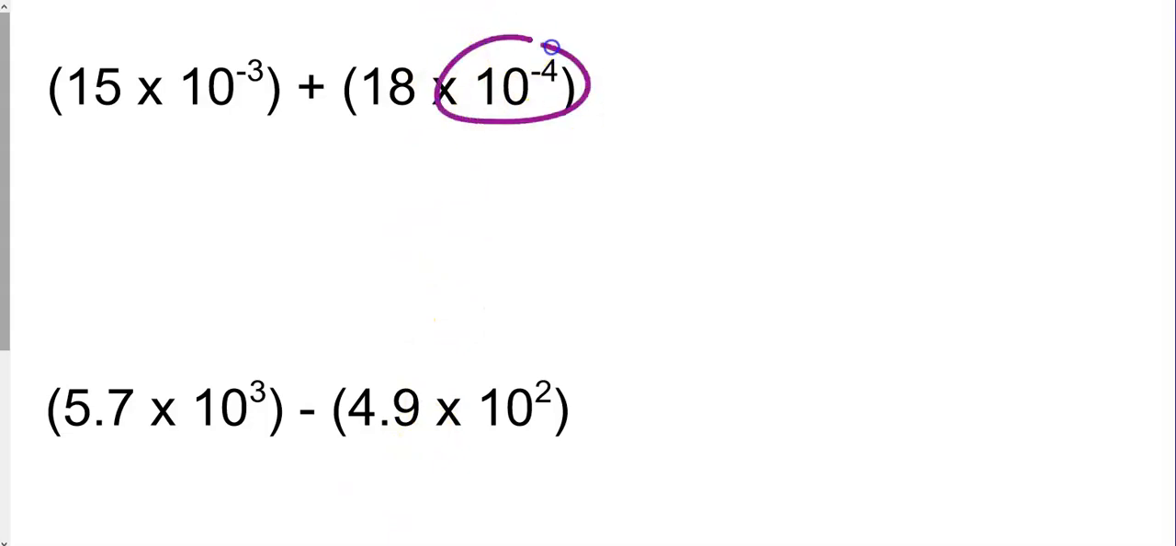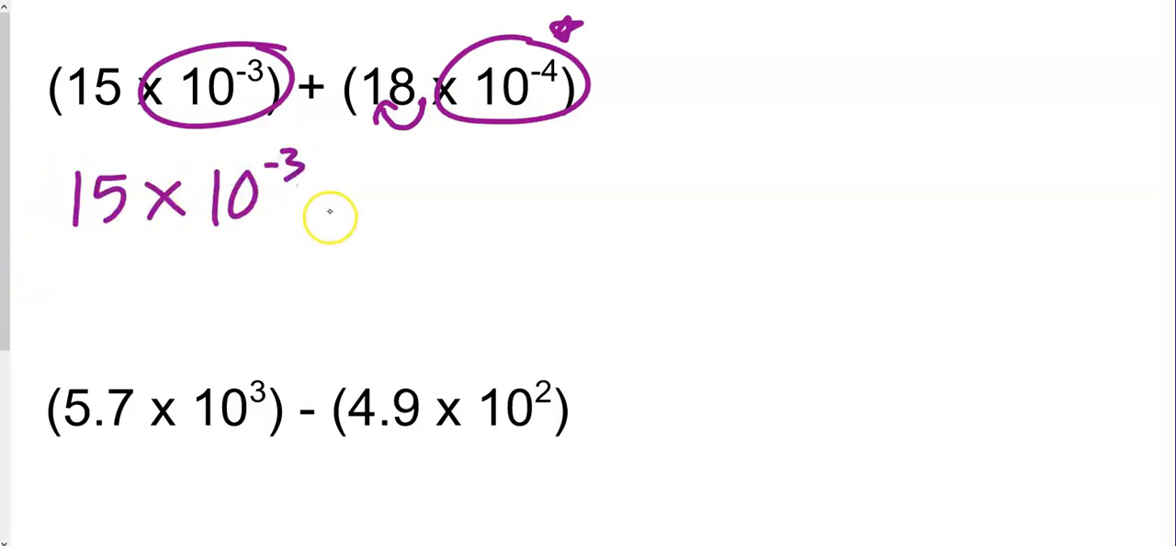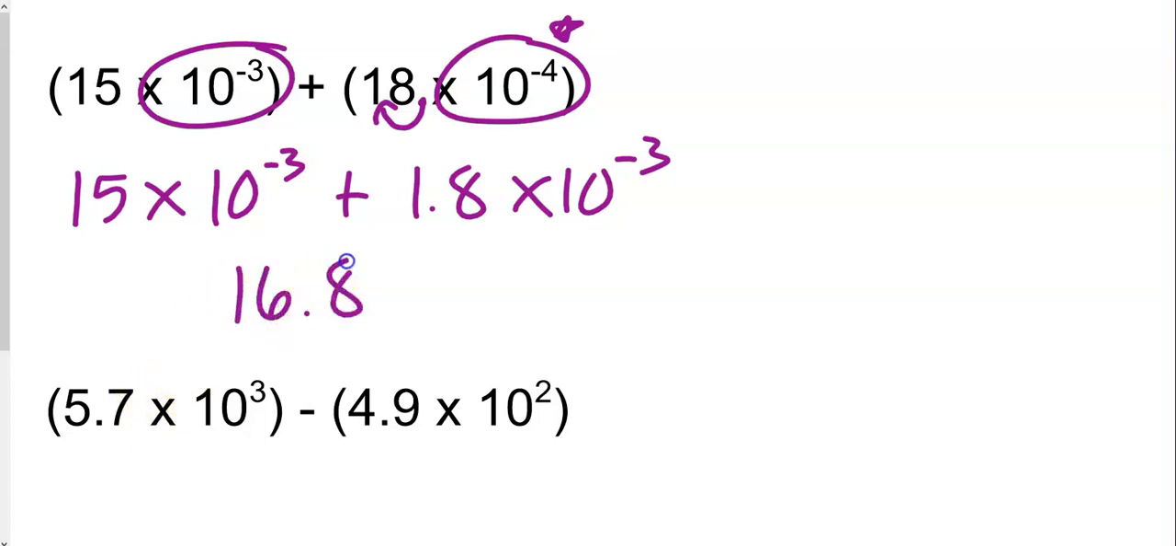Okay, so again, they don't match. So we've got to bump it up a notch. Okay, this is the lower guy. So we're going to take my decimal, which is right there, and move it to the left. So what we're looking at is 15 times 10 to the negative 3 plus 1.8 times 10 to the negative 3. Because again, we bumped it up a notch. So now they match, so we add our two numbers. And we get 16.8 times 10 to the negative 3.